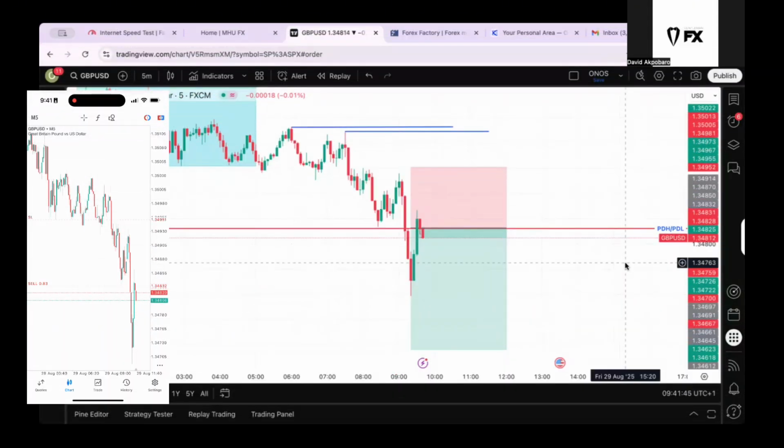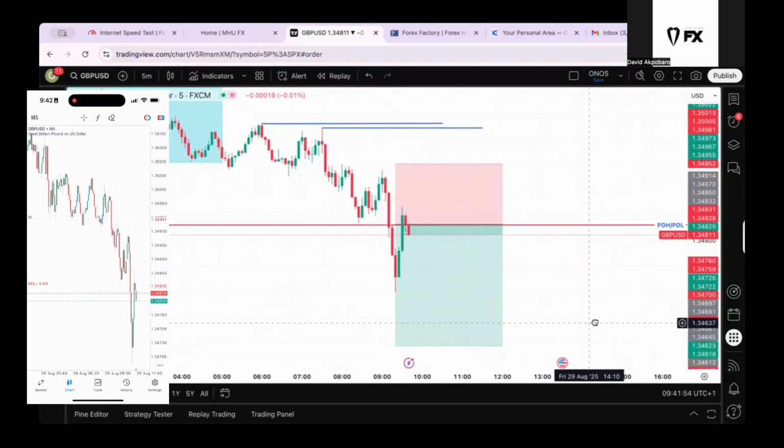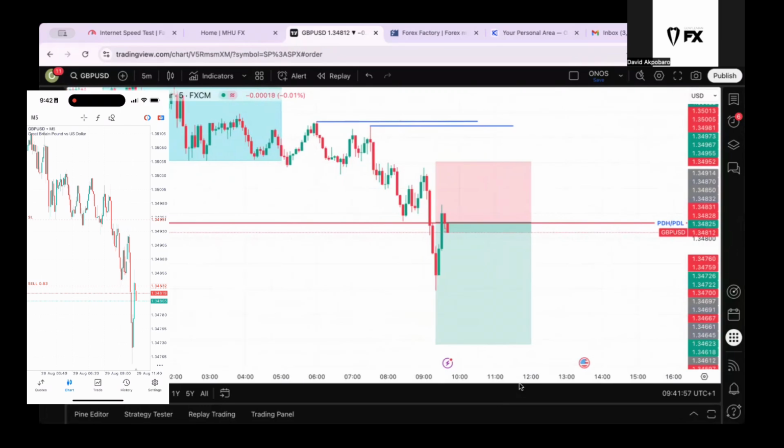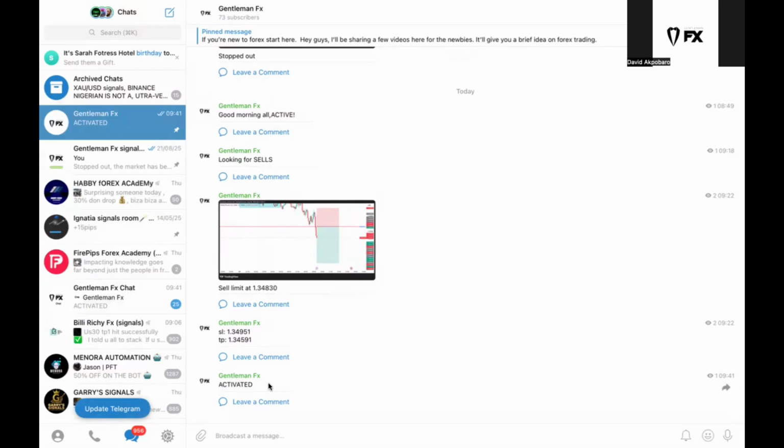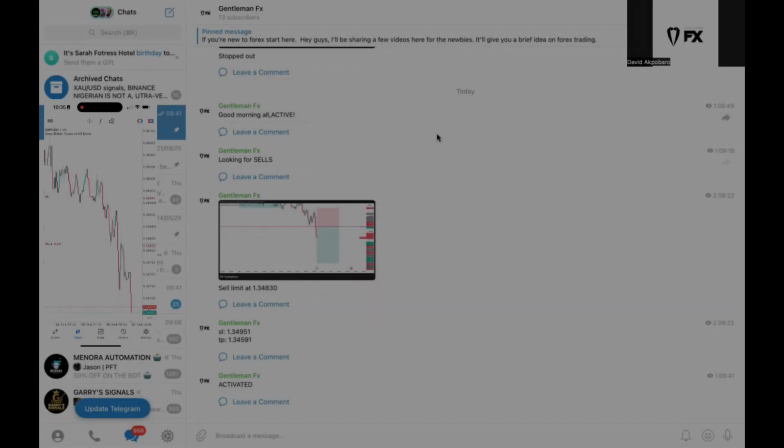All right, so the trade is activated, and we're currently in profit. So we still have a long way to go. I'm also going to be sharing my screen with you guys, so you see me entering in real time as well. My Telegram group, I've dropped the signal there as well, like I initially said, and I've also communicated to them that the trade is now activated. So yeah, trade is activated, so let's see how it goes, and I'll get back to you guys.